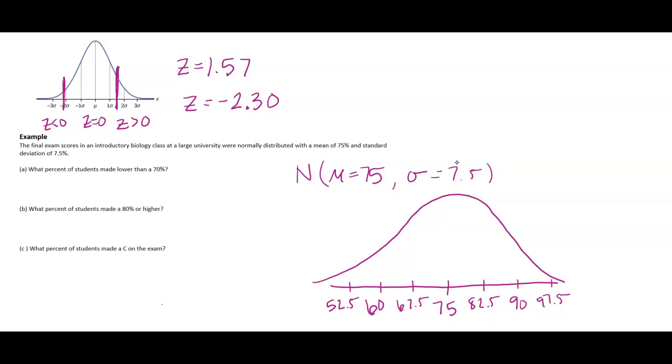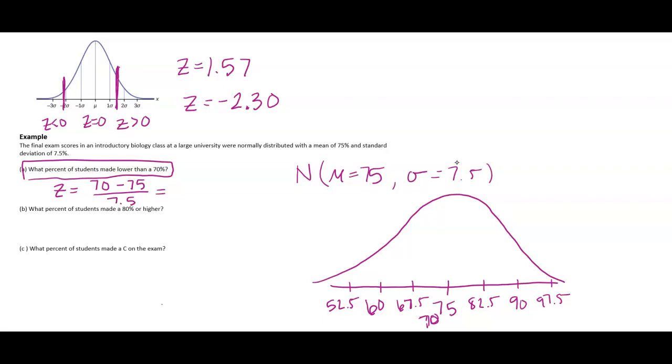I want to know what percent of students made lower than a 70. Well, I see that 70 is somewhere in here, but it's not a z-score of like -2 or anything like that. It's between 67.5 and 75. So I know I'm going to have to calculate what that z-score is. I do that by doing x minus the mean all over the standard deviation.